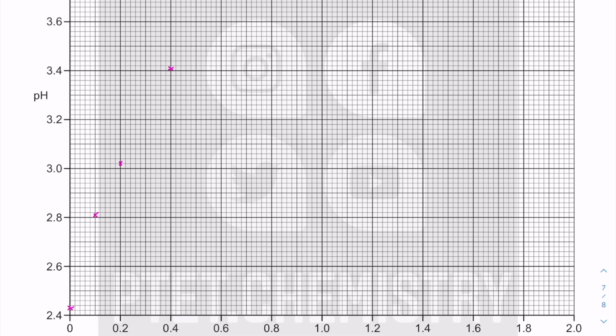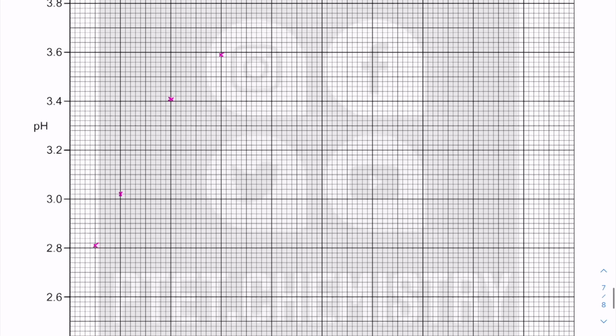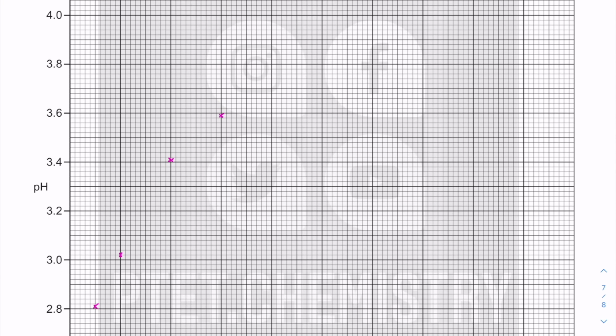3.59 for 0.6. There's no 0.5, so be very careful, read carefully. 0.6 is 3.59. I can do better than that. Okay, so it's very important that you spend some time actually plotting the graph and practice your curve sketching, okay? 0.8 is 3.71.